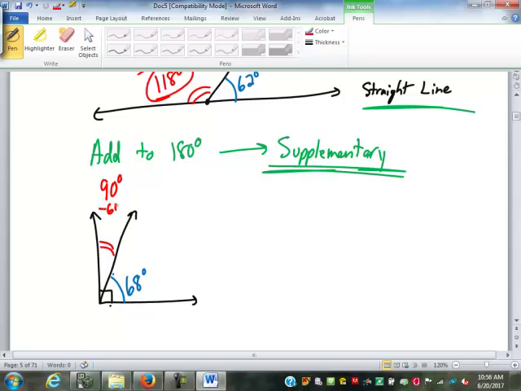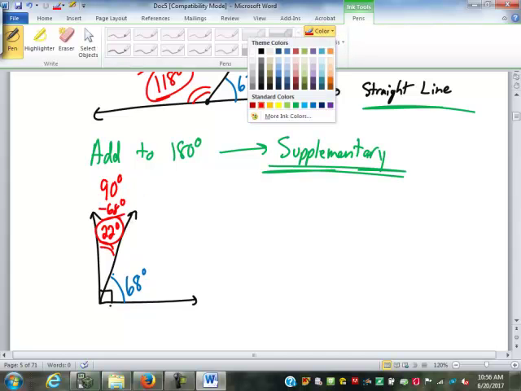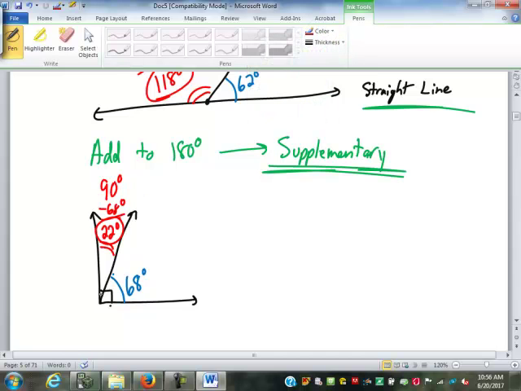90 minus 68, or 22 degrees. How did I know that it had to be 90 degrees? Because it's a right angle. Very good. Two angles that add to 90 degrees or make a right angle are called complementary.